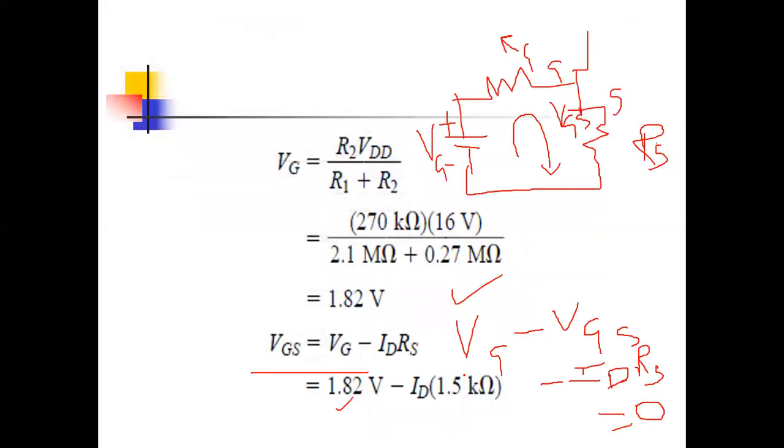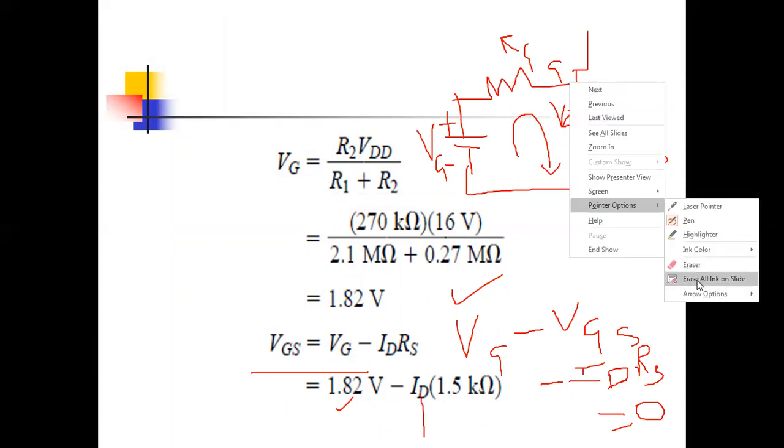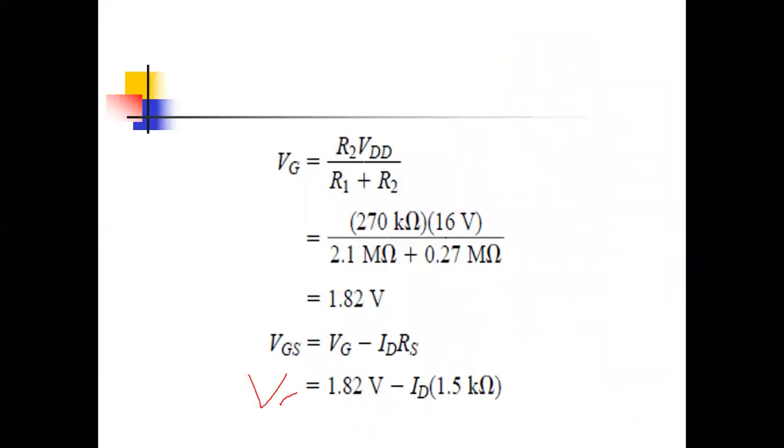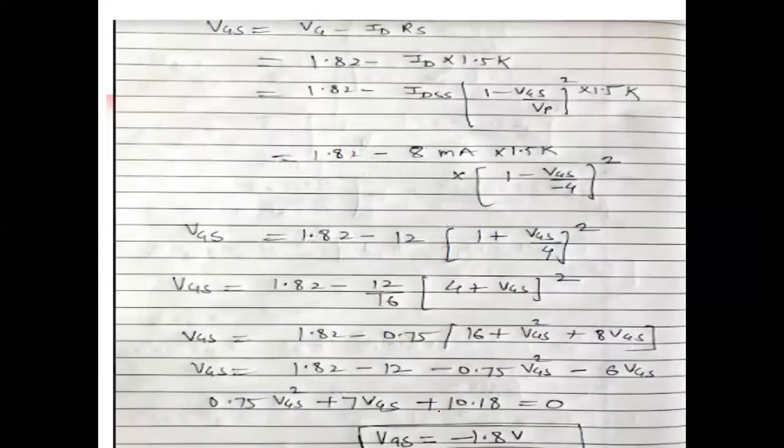Next, how will we calculate VGS? We don't have ID, so again the same problem. We want VGS, we want ID. This is the equation of VGS, and in this equation there are two unknown parameters, VGS and ID. So what do we have to do? We have to use the Shockley equation. You know the Shockley equation is ID equals IDSS times 1 minus VGS upon VP, whole square.